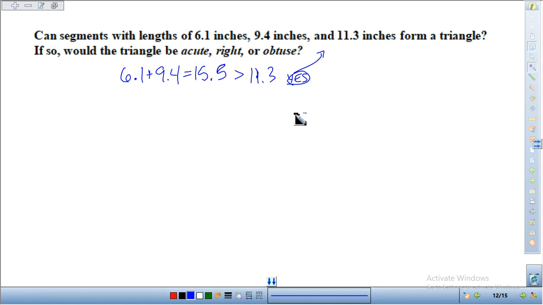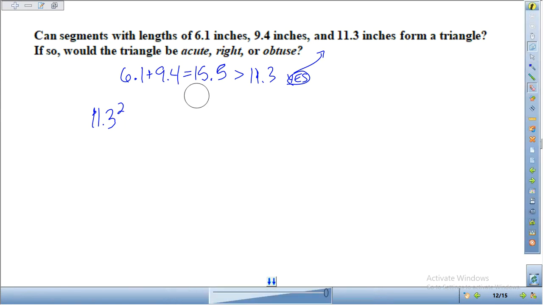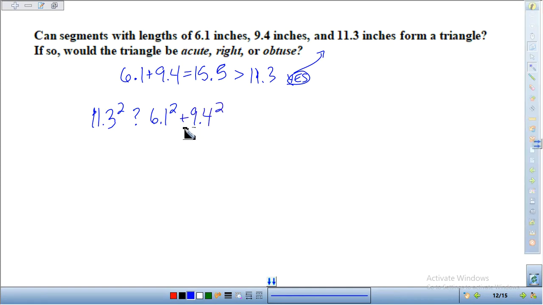We're then going to plug that into our Pythagorean theorem to see if it is acute, right, or obtuse. So I'm going to put my longest side squared first, which is 11.3. Again, I'm going to use a question mark because I don't know yet which symbol I want to place in there. Then we have our two smaller sides on the other side being squared. Go ahead and simplify that down.